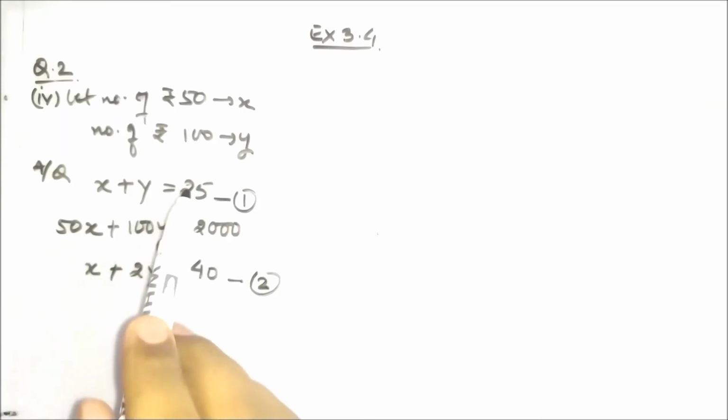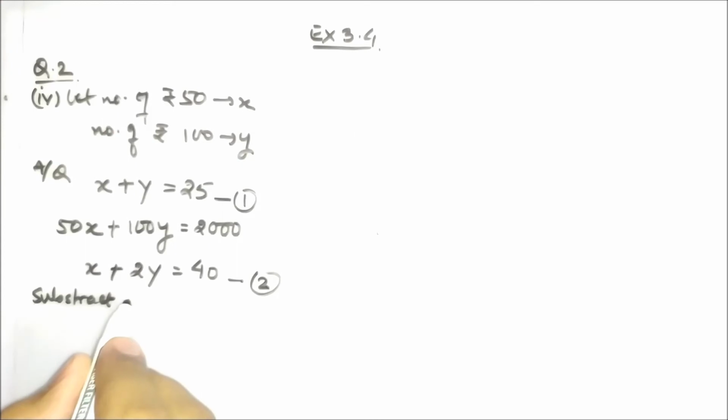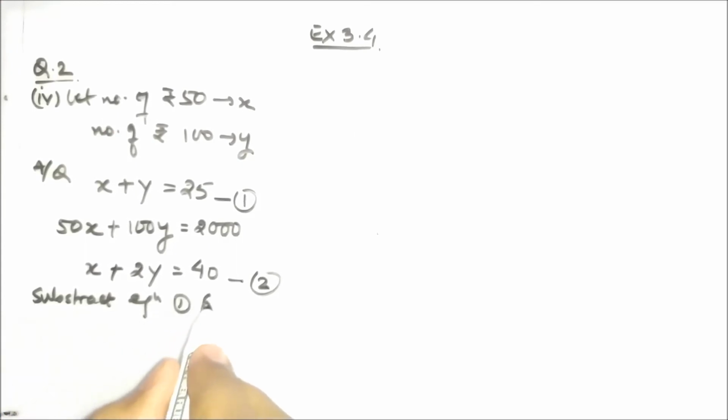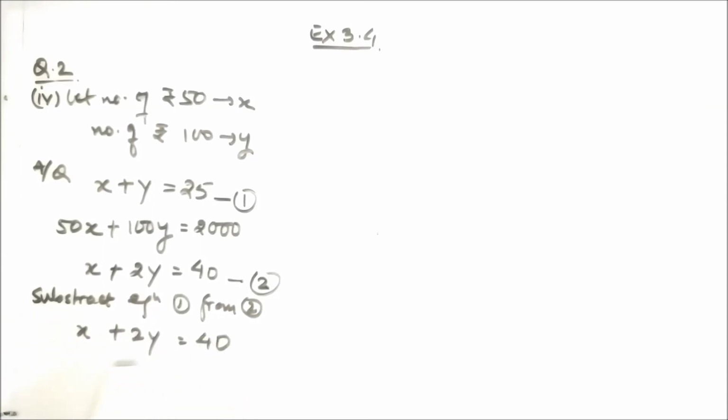So subtracting equation 1 from 2. Here we will get x plus 2y is equal to 40. We have to subtract x plus y is equal to 25. So the sign will get changed, and this x will get eliminated. 2y minus y, that will give us y, and 40 minus 25, that will give us 15. So we got the value of y as 15.